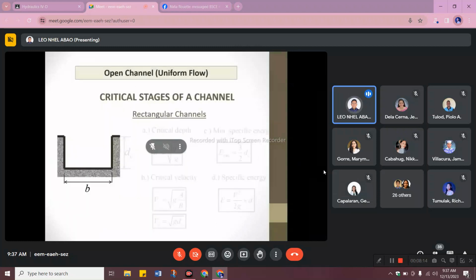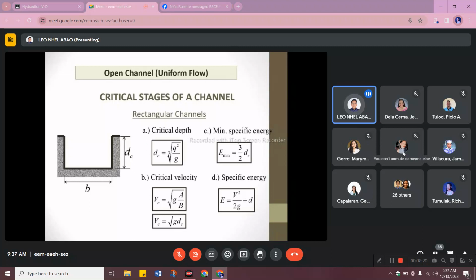Now, for rectangular channels, class, we have the following over G. By the way, before I forget, this Q, the flow rate per meter, is different from small q. Small q is the flow rate, and that is the kinetic energy, and we have the hydraulic depth.